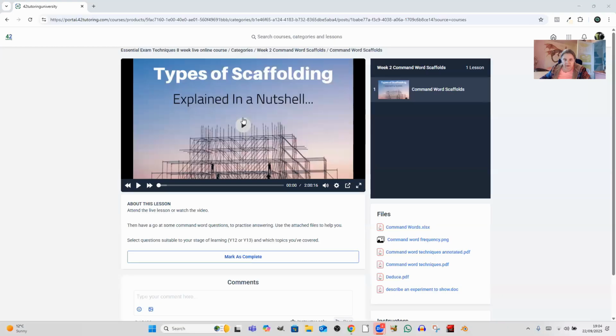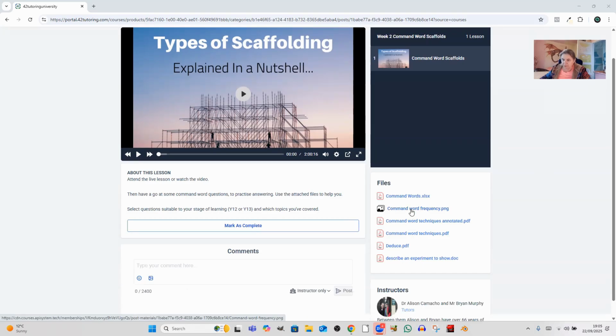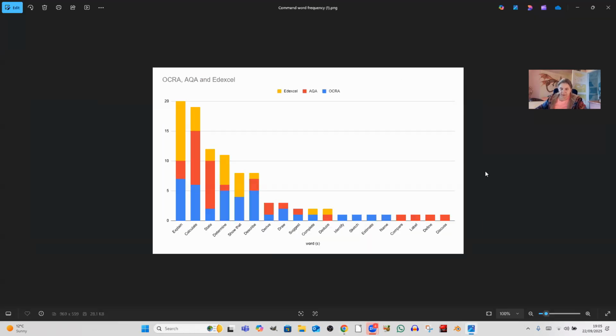So the first thing I want to do is share my screen. This is week 2 of the Essential Exam Techniques 8-week course, so this is the second session in that course. On the right hand side are a load of files that you can download. I'm going to download the command word frequency PNG. It's the only one that's just a picture. It's downloaded in my top right hand corner, and I'm going to open it. This is what I get.